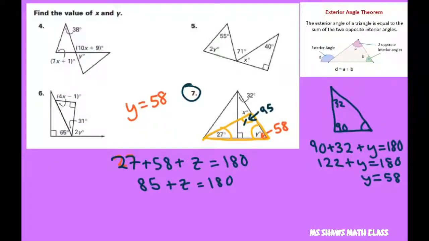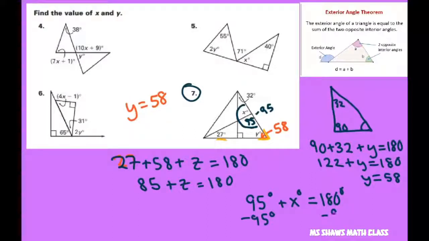Let me erase this. I know this angle's 95, and I can use my supplementary angle theorem to find x. I know those two angles should equal 180. So subtract 95 from both sides of the equation. You get 180 minus 95, and that gives you 85. So x, I'll put it here, x equals 85. So right there is 85 degrees.